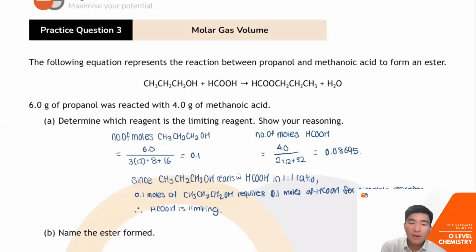Okay, number of moles of propanol, and then you follow with the number of moles of methanoic acid. Calculate the two values. I think you should get the same value as me. If you get a different value, can you please let me know? And then we write down the statement. Since the two compounds react in a 1:1 ratio, based on mole ratio, 0.1 moles of propanol requires 0.1 mole of methanoic acid to react fully. So we know that methanoic acid is limiting because its moles are less than 0.1.